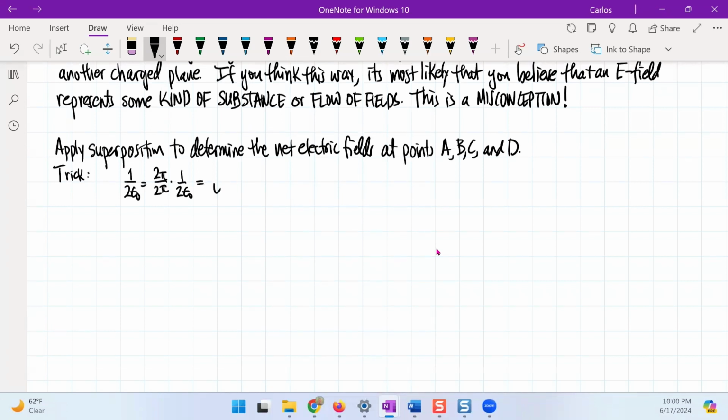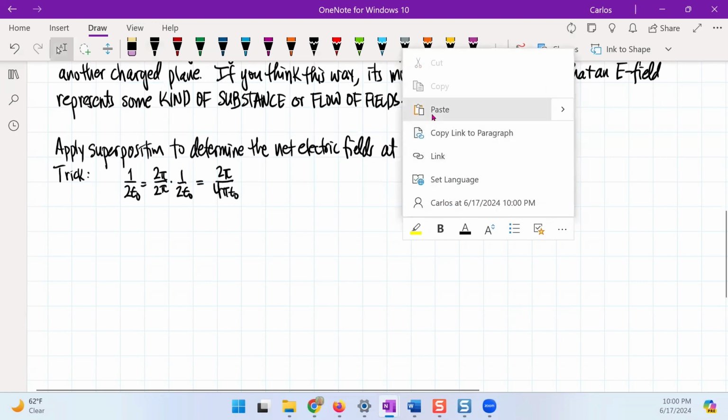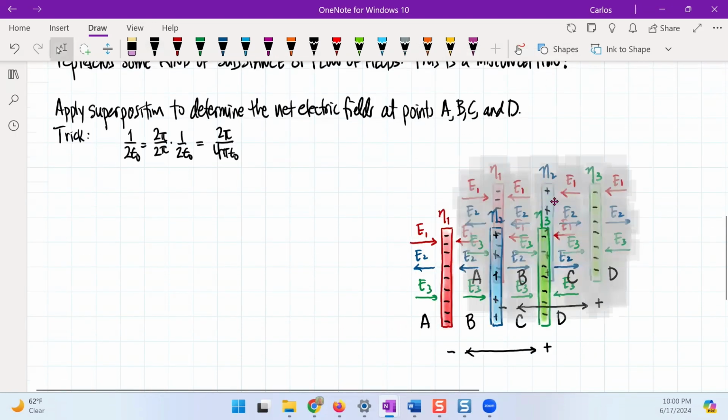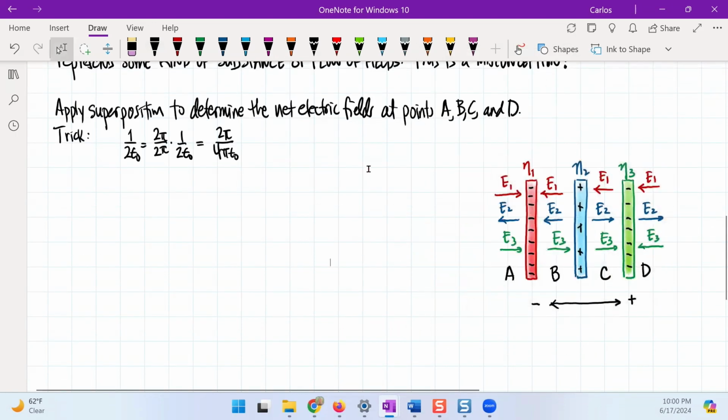However, I now get 4 pi epsilon divided into 2 pi. But I know what 1 over 4 pi epsilon is. So now, let's go look at the fields here. So here's the picture of the fields way over here. So I want to calculate these fields. I'm going to calculate one in detail, and then the other three, B, C, and D, I'm just going to summarize. So let's look at the field at A.